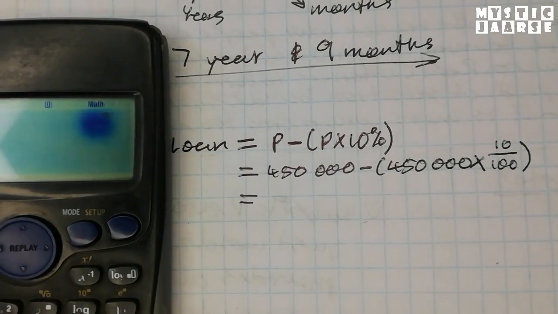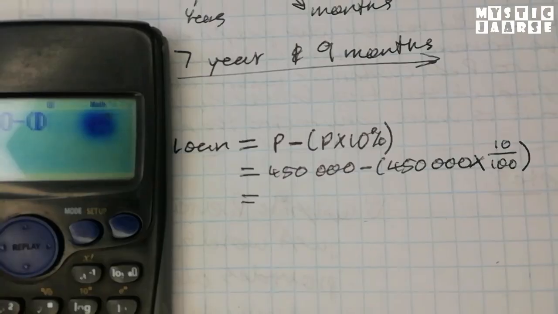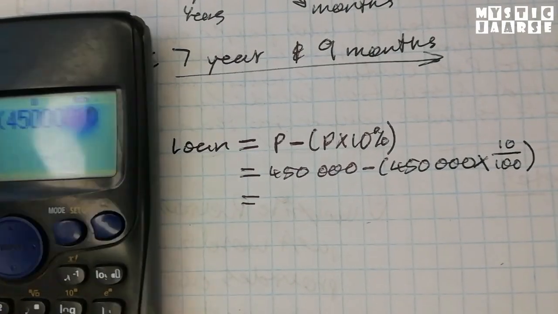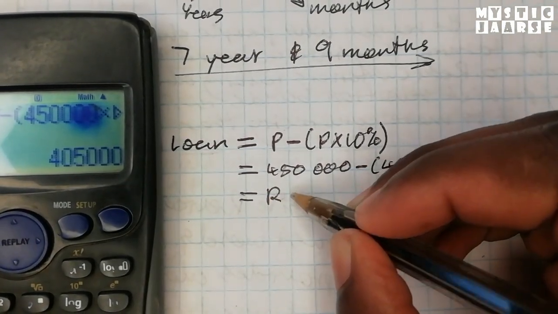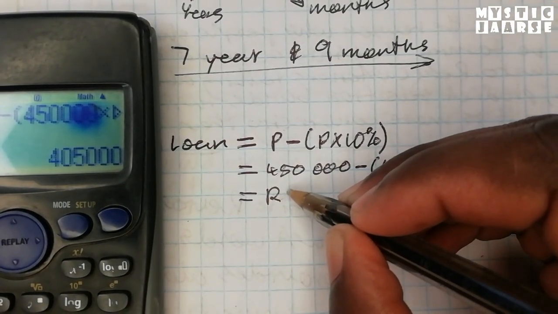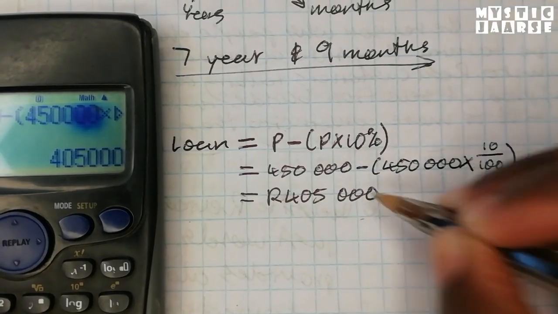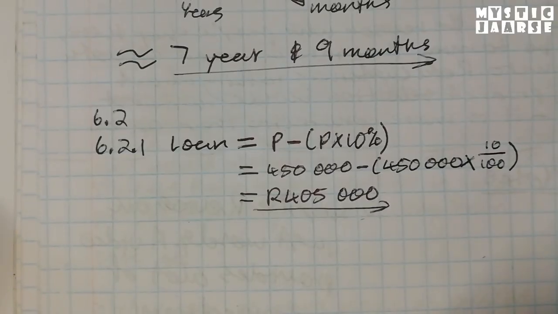So we have 450,000 rand minus 10% of 450,000 rand. We get, so Mr. Williams took out a bank loan of 405,000 rand. So this is the amount of money that he borrowed from the bank.